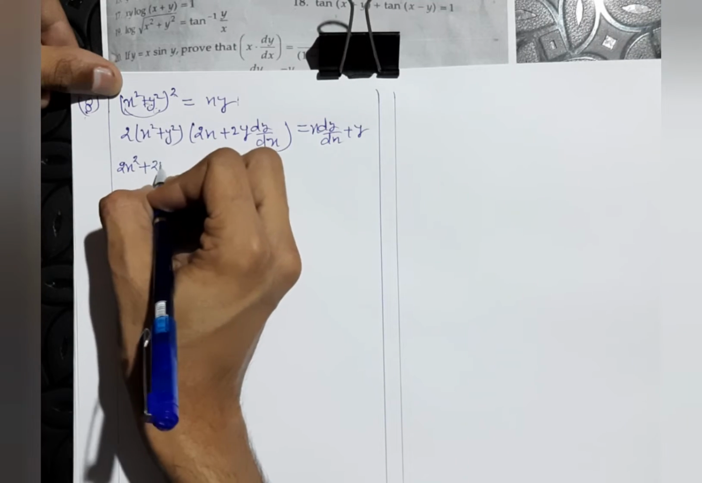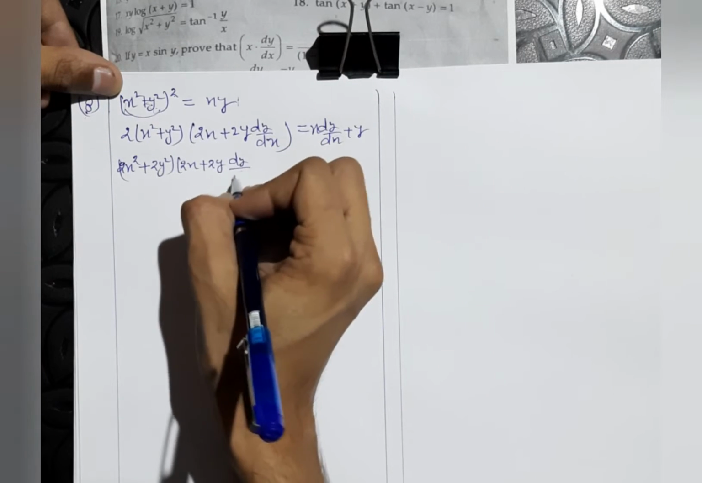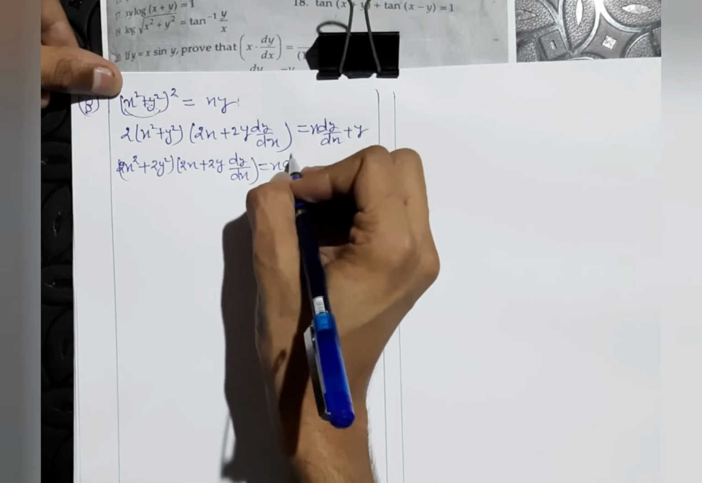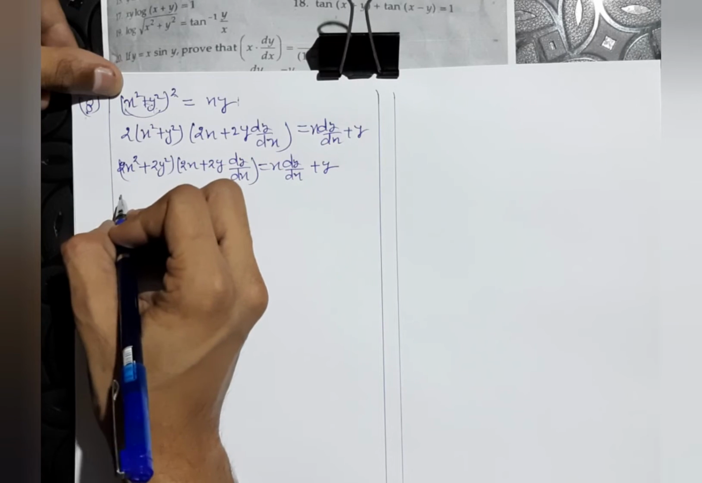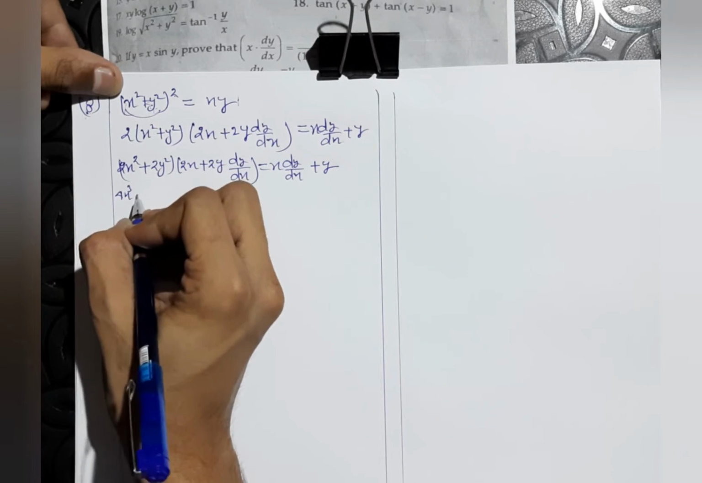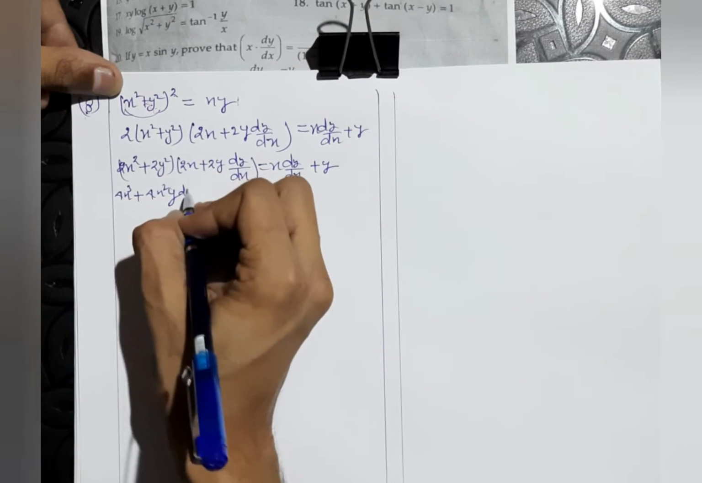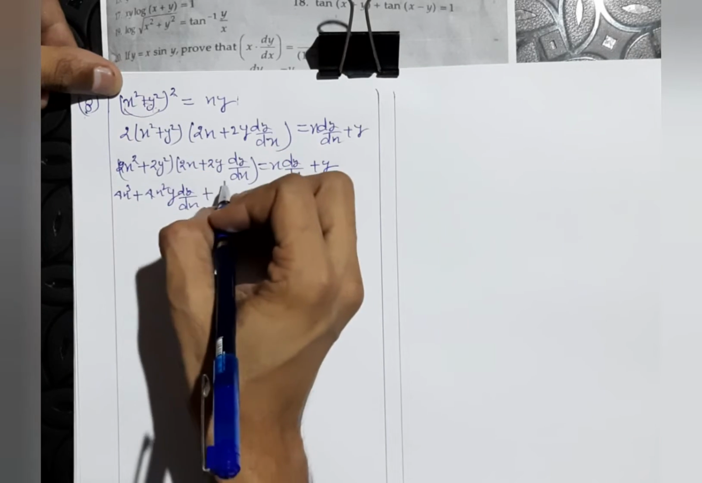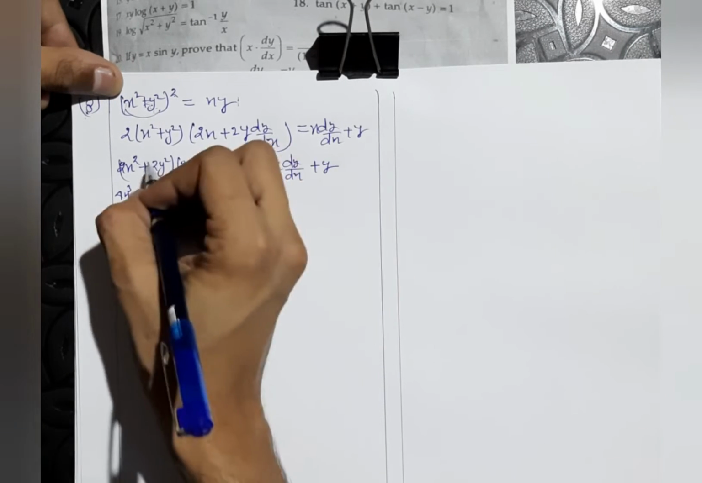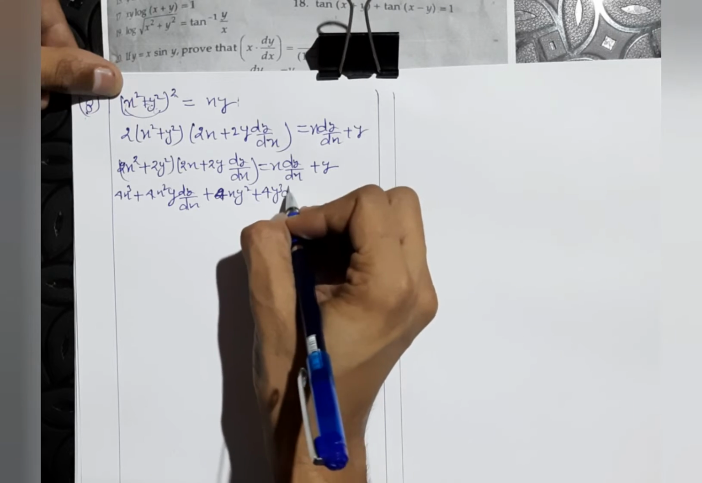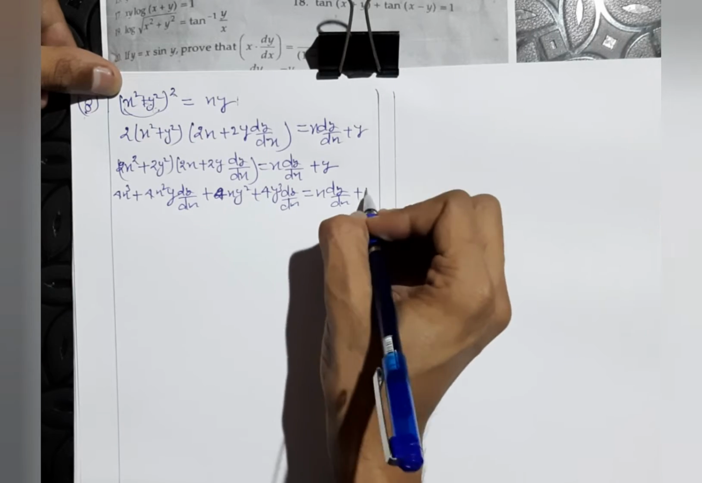(2x² + 2y²) times (2x + 2y dy over dx) equals x times dy over dx plus y. So 2x² times 2x gives 4x³, plus 2x² times 2y dy over dx gives 4x²y dy over dx, plus 2y² times 2x gives 4xy², plus 4y³ dy over dx, equals x dy over dx plus y.